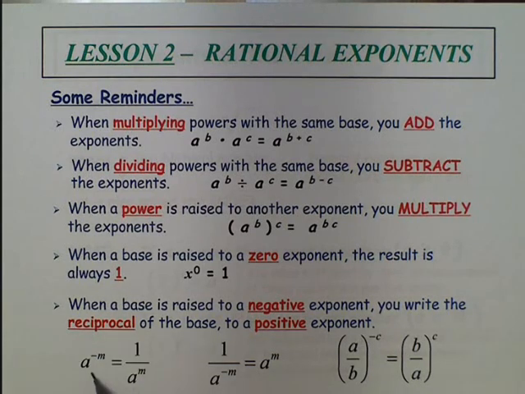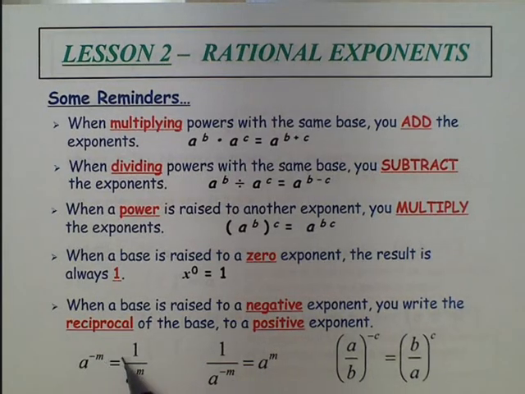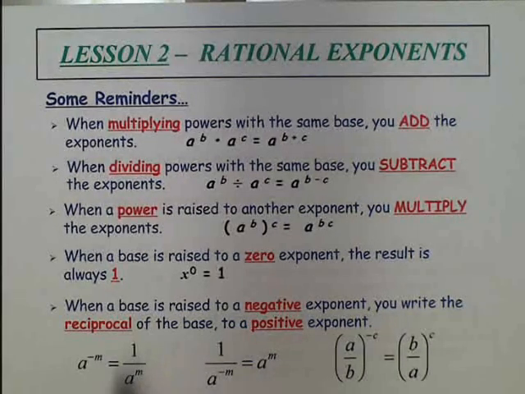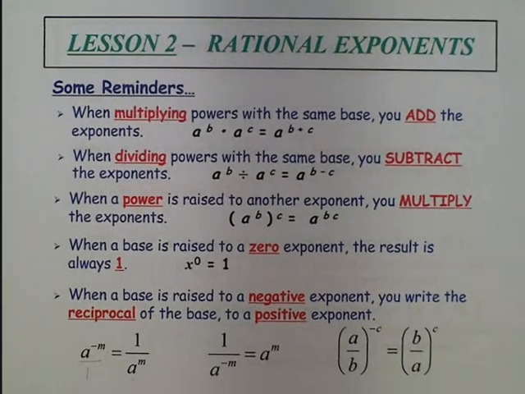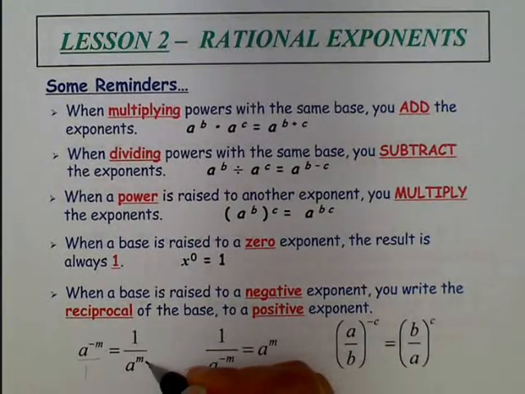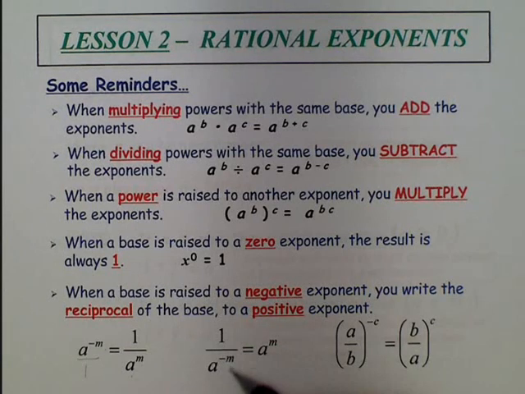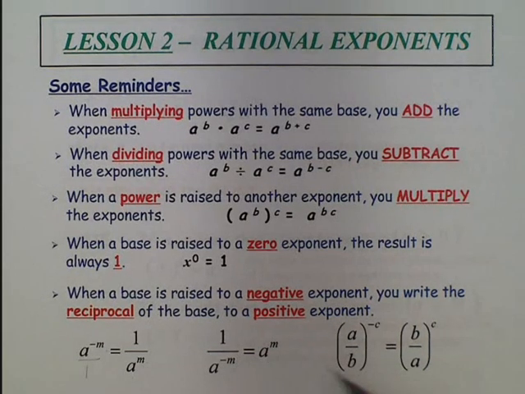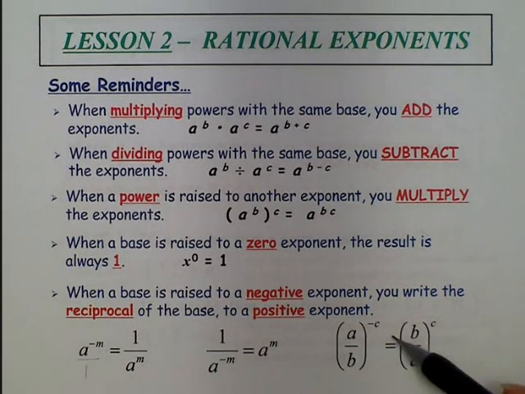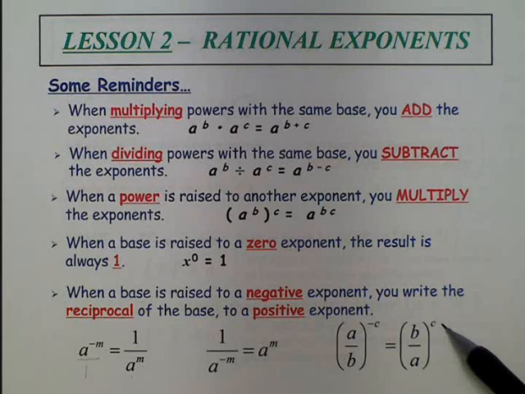Okay? So a to exponent negative m, because you have a negative exponent here, you have an imaginary 1 in the denominator. So if you write the reciprocal of the base in this case, you get 1 over a to a positive exponent of m. Similarly, if you have the negative exponent in the denominator, then you move this up to the numerator to get a to the exponent positive m. If you have a fraction to a negative exponent, you write the reciprocal of the base, so that would be b over a, and you would change the sign of the exponent so that it is positive as well.